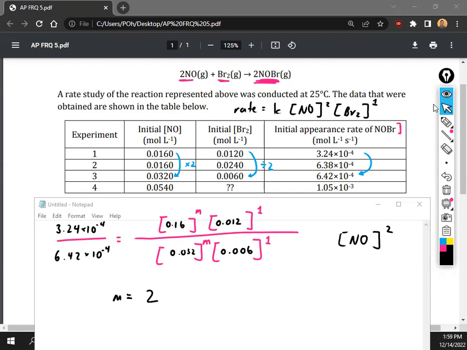Yeah, if you can identify that pattern, that works too. This is about as complicated as the rate law is going to be.